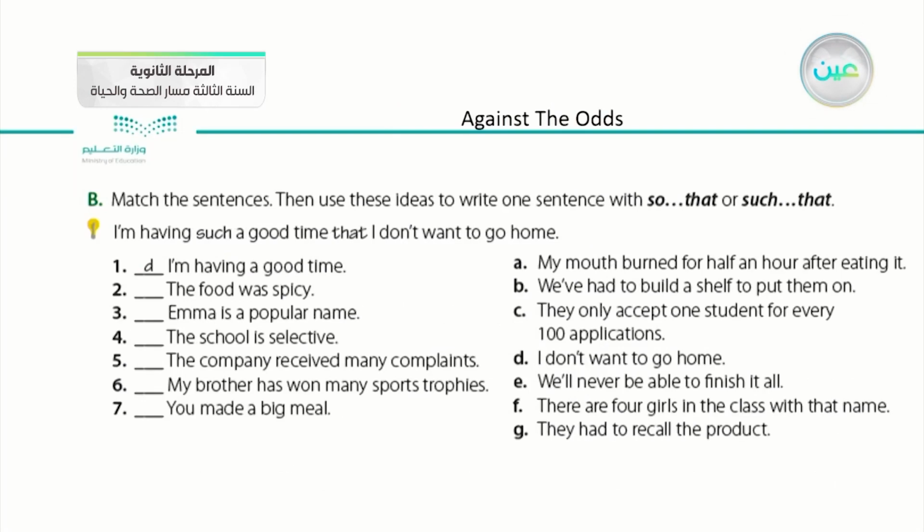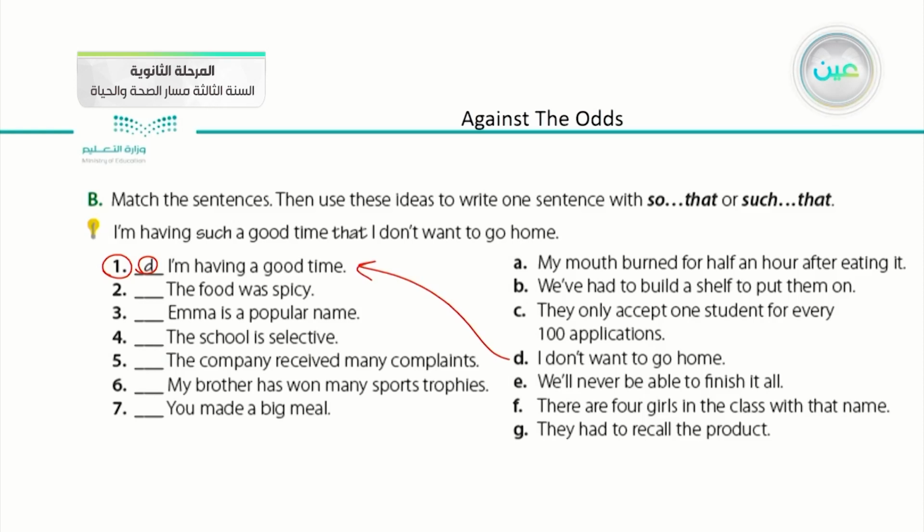After that, we have another exercise regarding so that and such that. In this exercise, we have two columns. On the left side, we have the first part of the sentences with numbers, and on the right side, we have the second half of the sentence with letters. On number one, we have an example. I am having a good time. Then we were asked to choose the correct second half of the sentence, and the answer is D.